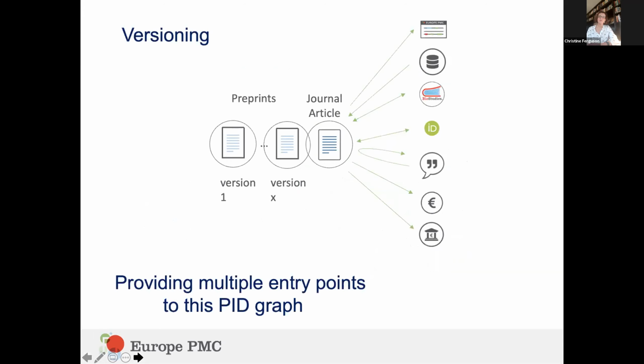A quirk about preprints is that they have versions. A preprint can have up to 19 versions, we've discovered. By capturing the version information, linking versions to each other and to the final journal article, if it exists, and exposing this versioning information to users, we provide multiple entry points to the PID graph. Next slide, please.